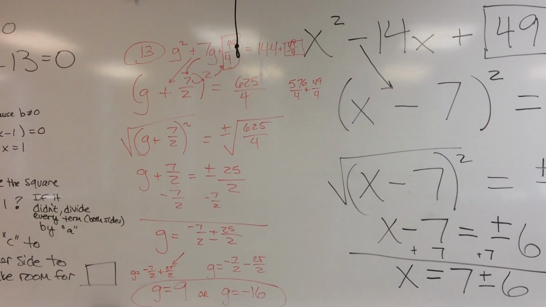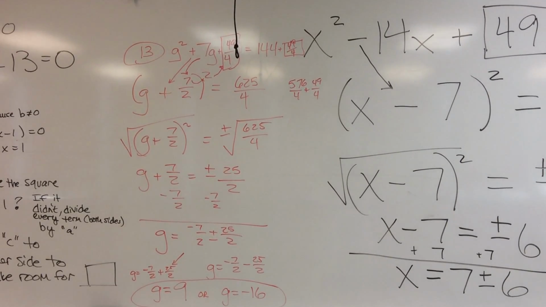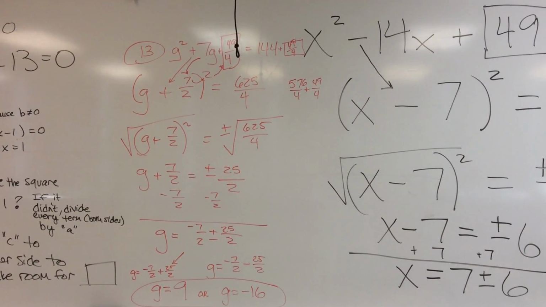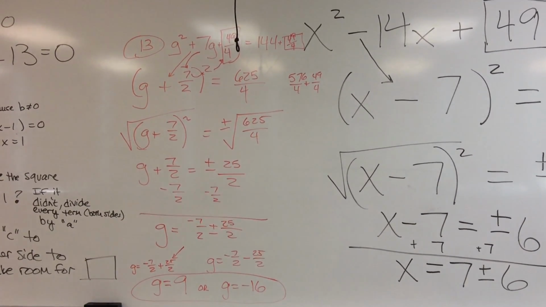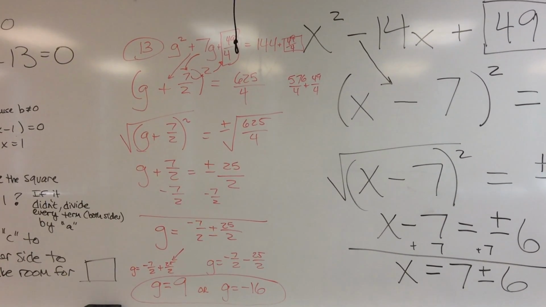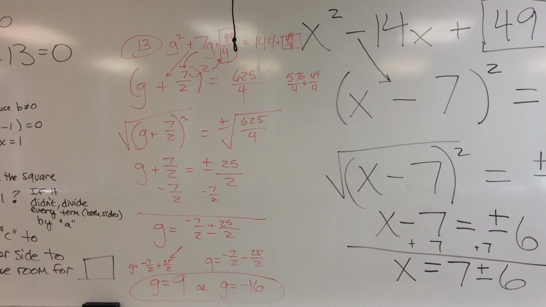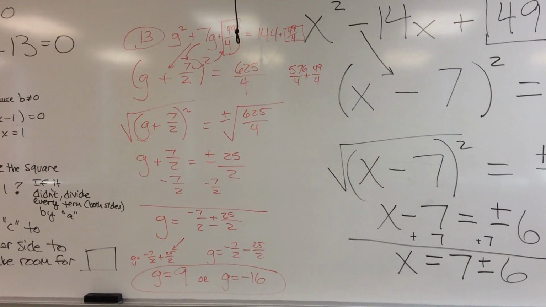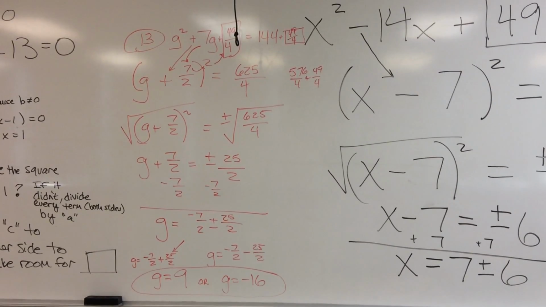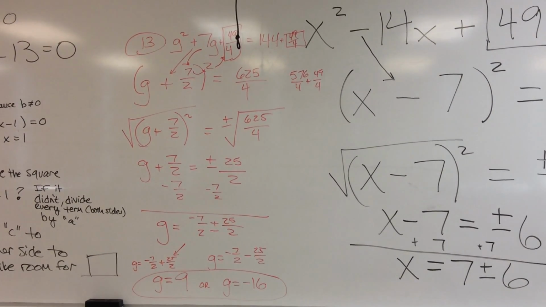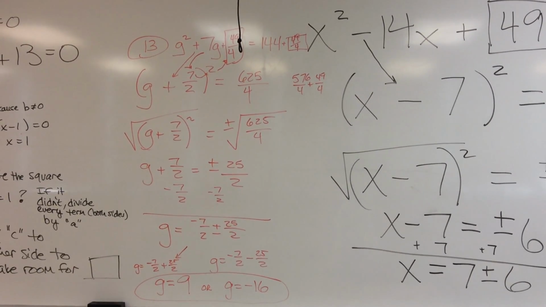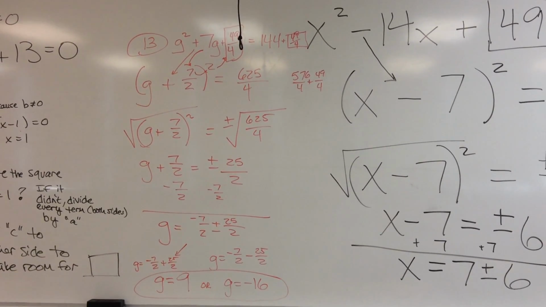That's how I complete my square. I add 49/4 to both sides. Okay? So my second line now is g plus 7/2, all squared, equals 625 over 4. How did I get that? Well, I was adding 49/4 to 144. Whenever I add or subtract with fractions, I need a common denominator. So 144 becomes 576 over 4. And I add 49 to that, and I get 625 over 4.